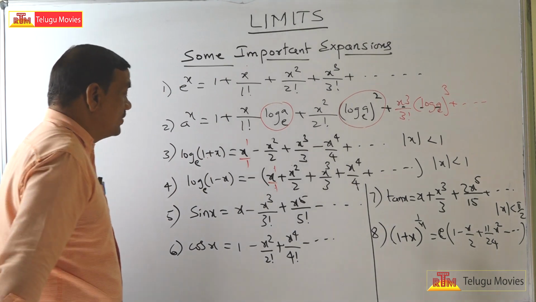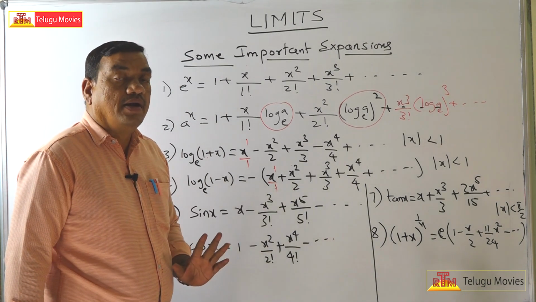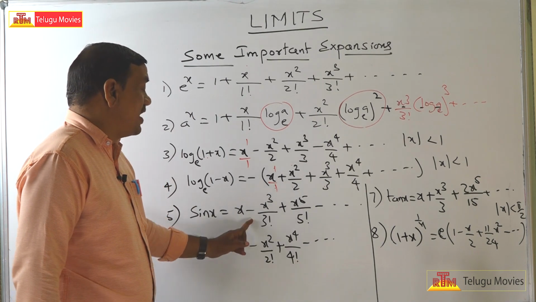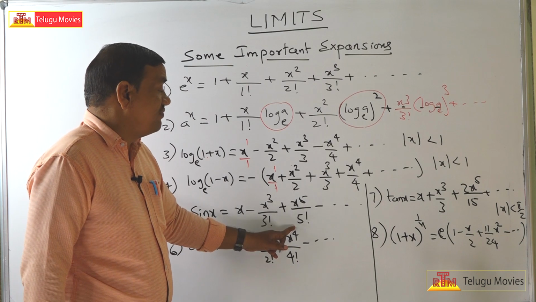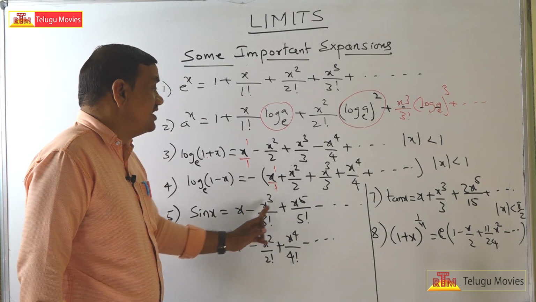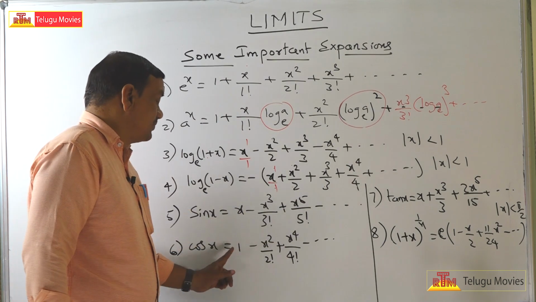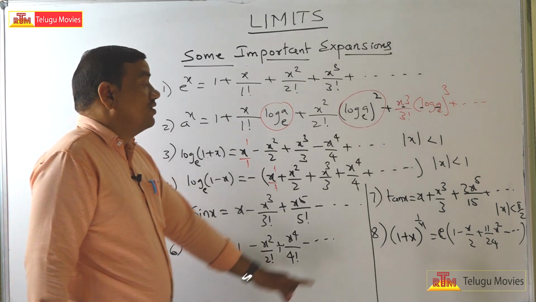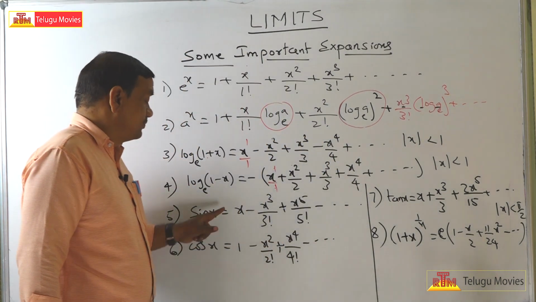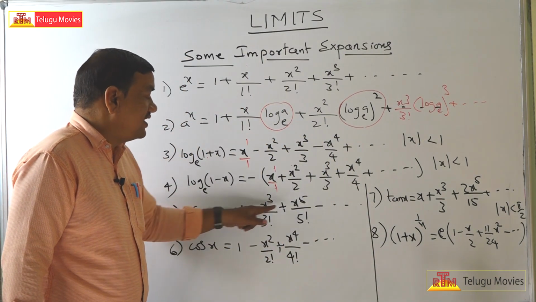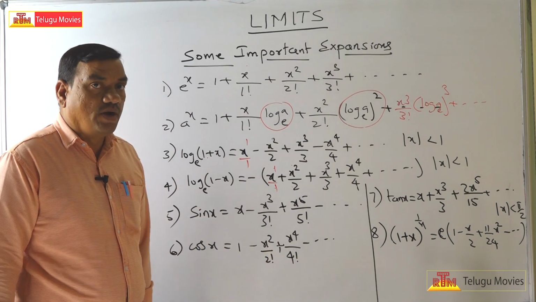Let us see here. If you observe, 1, 3, 5, odd numbers. That means x minus x cube by 3 factorial plus x power 5 by 5 factorial minus, and so on. That means plus, minus, plus, minus. One thing you remember: for sine and cos, plus, minus, plus, minus will come. For tan, all are positive terms.